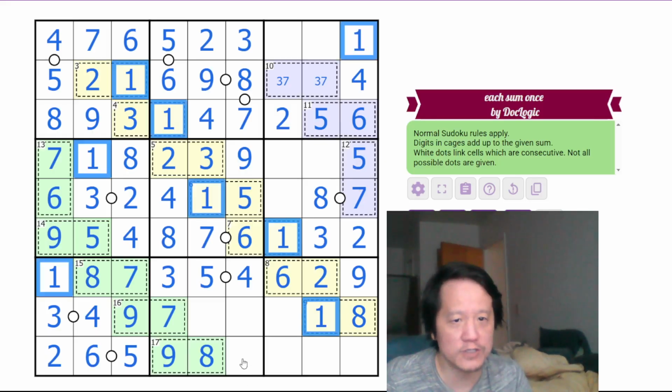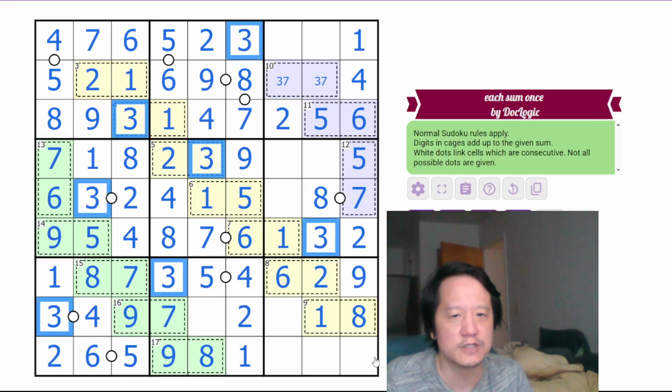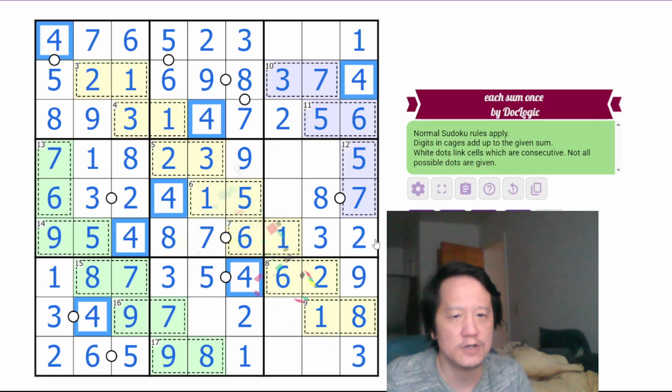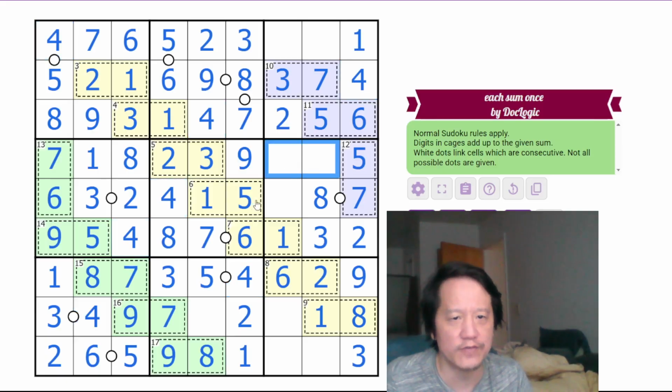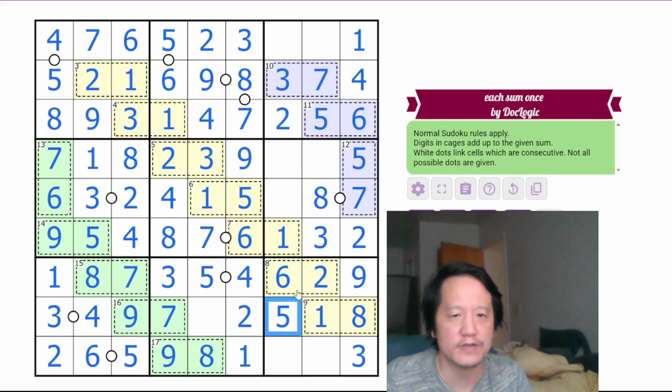We have 8 1s, we know where the last 1 is, it's there. 2, we have 8 2s, we know where the last 2 is, it's there. 3 eliminates 3 here, so it's 7 and 3. We have 8 3s, and we know where the last 3 is, it's there. Now we celebrate because we're close to solving this. 4, we don't have enough information to differentiate where the 4 is yet. 5, we have 8 5s, we know where the last 5 is, it's there.